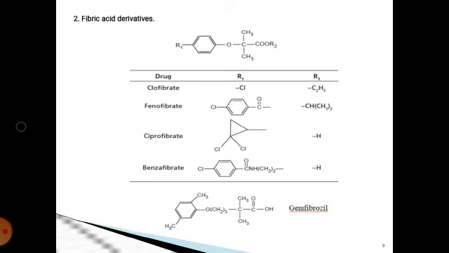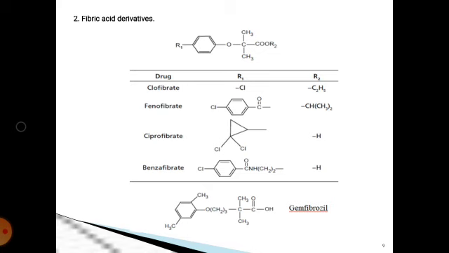Coming to the second class, that is fibric acid derivatives. This is the general structure for fibric acid derivatives. These are some of the examples of the compounds belonging to the class of fibric acid derivatives. Here in the general structure we can see there are mainly two substitutions, that is at R1 and R2. The different substitutions at R1 and R2 result in the different compounds of this particular series.